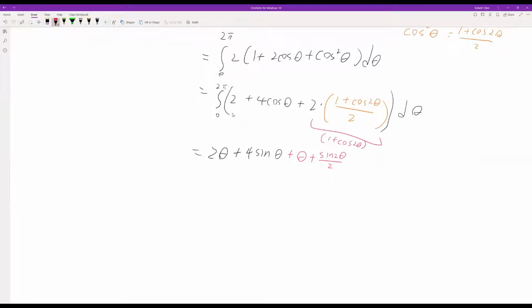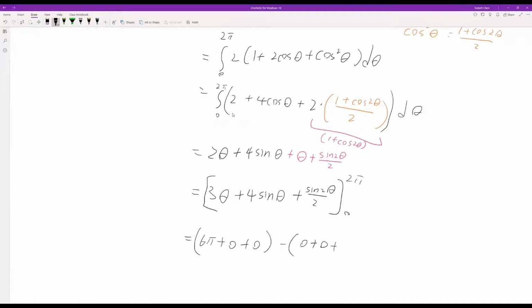All right. And we're evaluating this from 0 to 2 pi. Actually, I'm going to combine the thetas together. So we have 3 theta plus 4 sine theta plus sine 2 theta over 2, evaluating from 0 to 2 pi. All right, so let's see what we have. That's 6 pi, sine of 2 pi is 0, sine of 4 pi is 0, minus 0 plus 0 plus 0, right? So we get 6 pi, right?